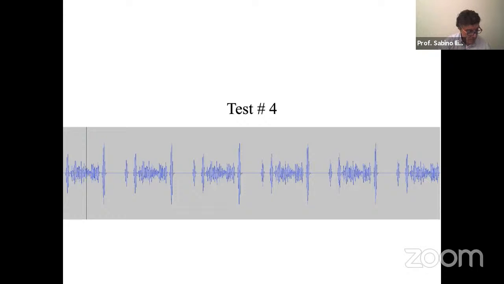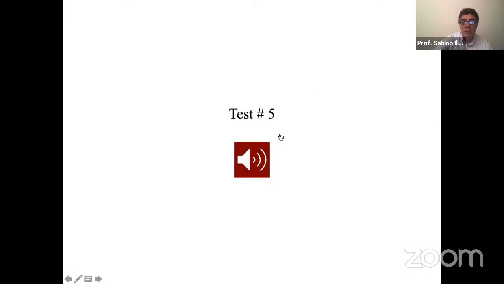It cannot be aortic stenosis because it's a diastolic murmur, while aortic stenosis is a systolic murmur. It cannot be mitral regurgitation for the same reason. So let's go now to test number 5. This is difficult.